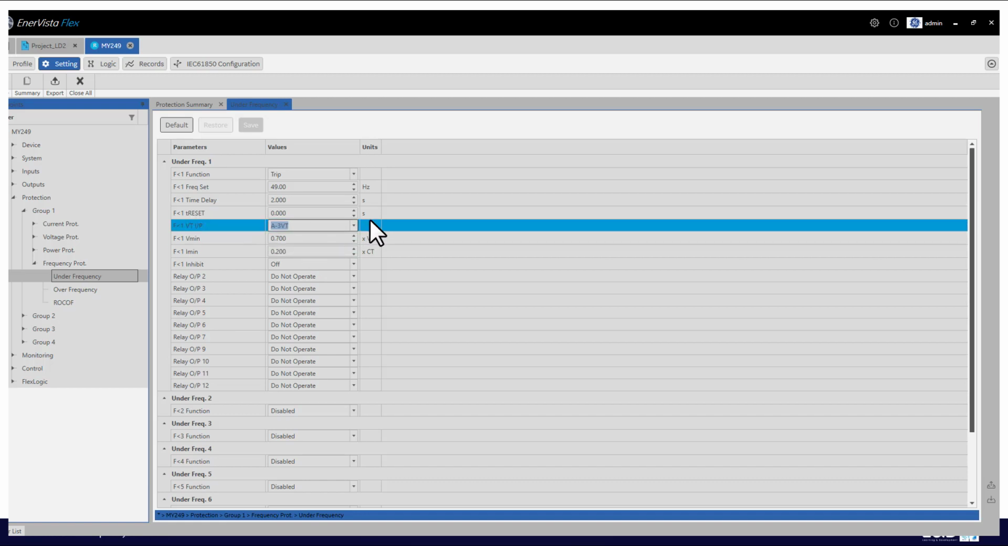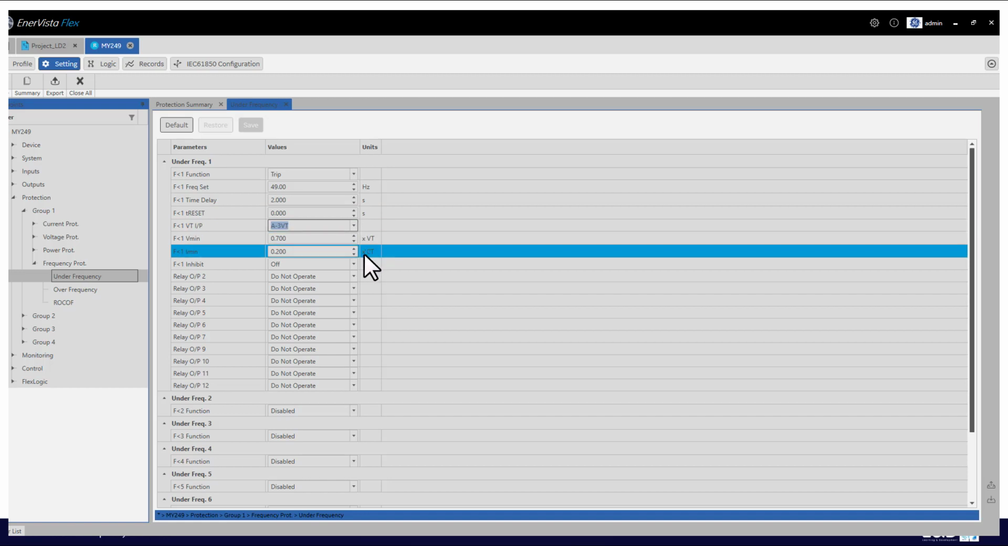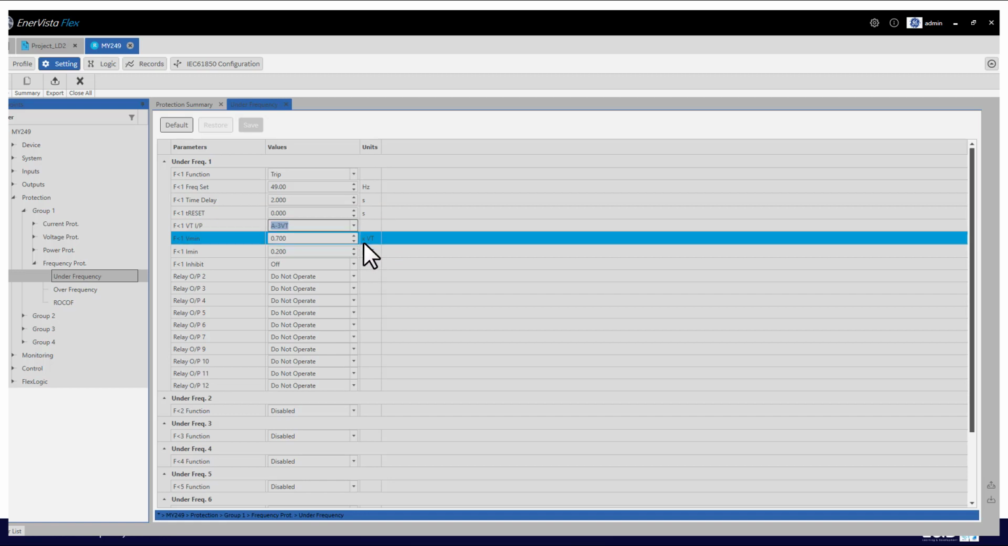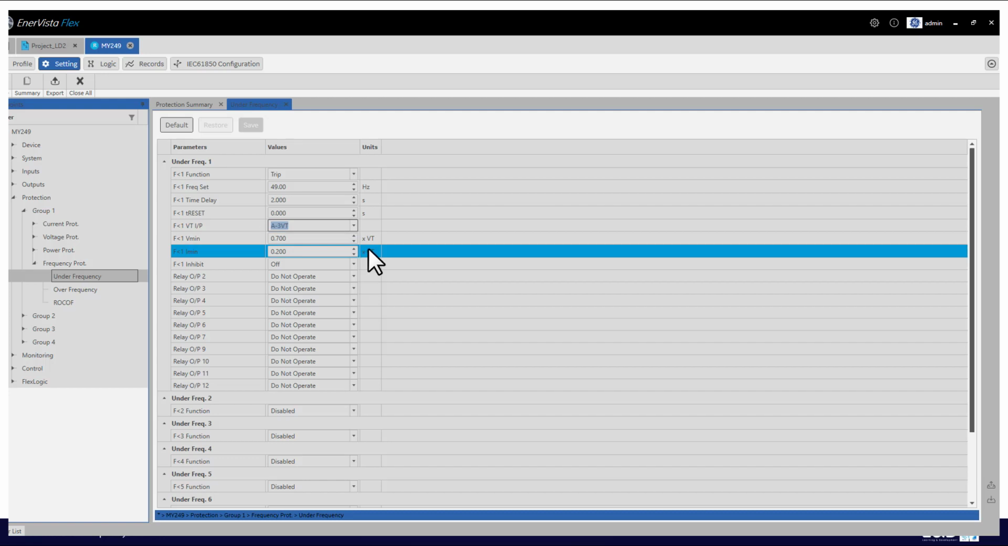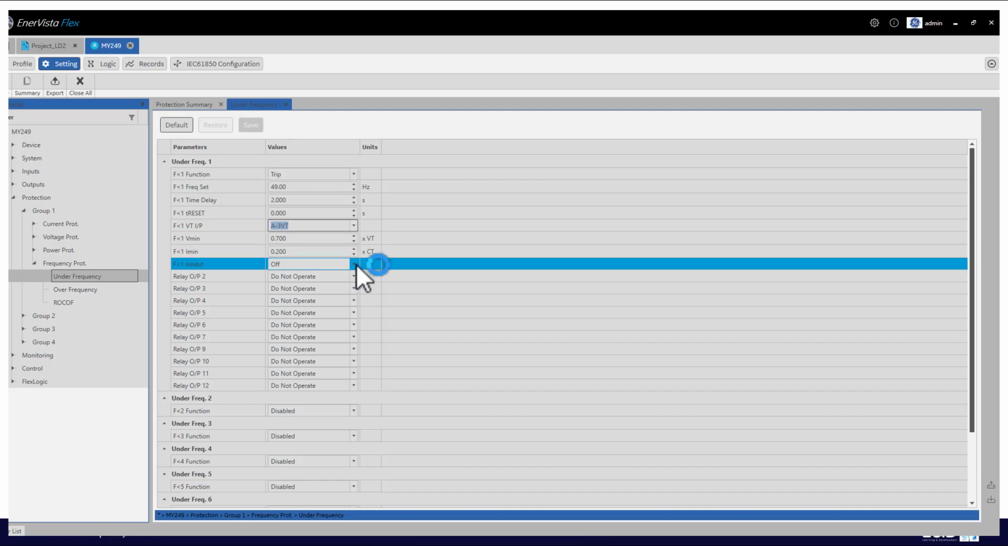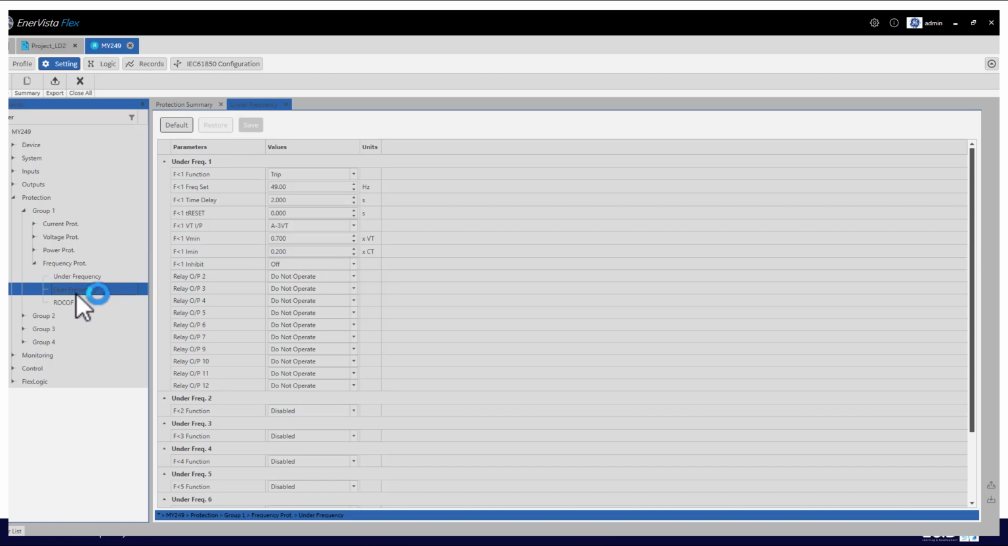And this element is supervised by the minimum voltage and current input. That's the setting V minimum and I minimum. And the last one is the inhibit setting to block this function. The next, over frequency, is similar to under frequency, just all the settings are opposite.